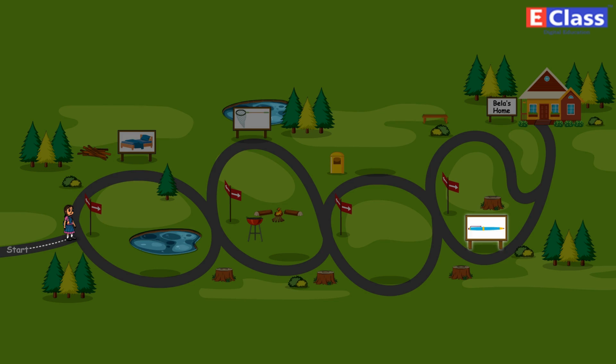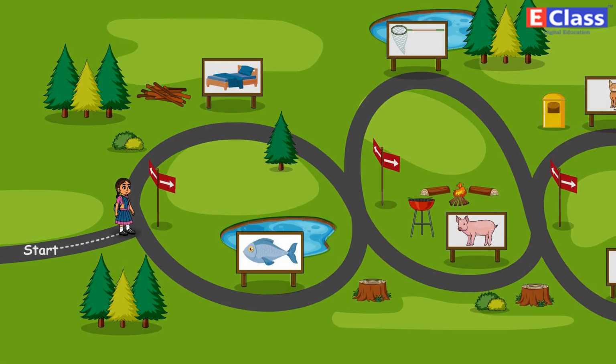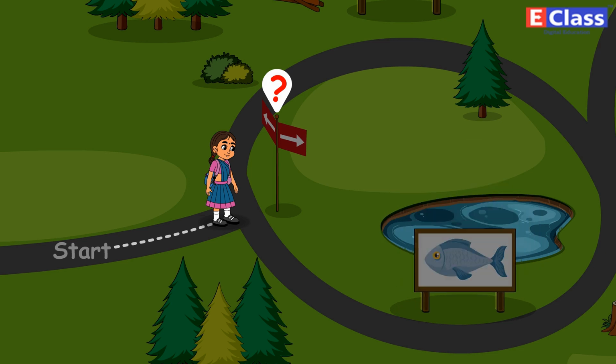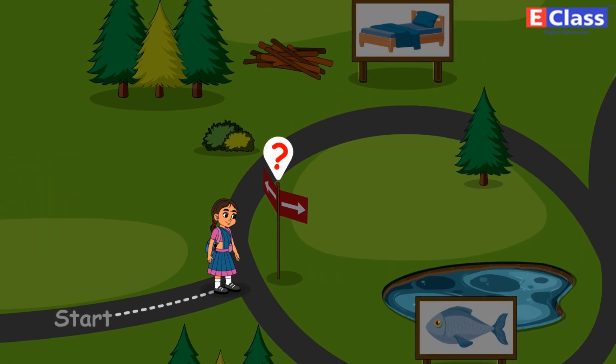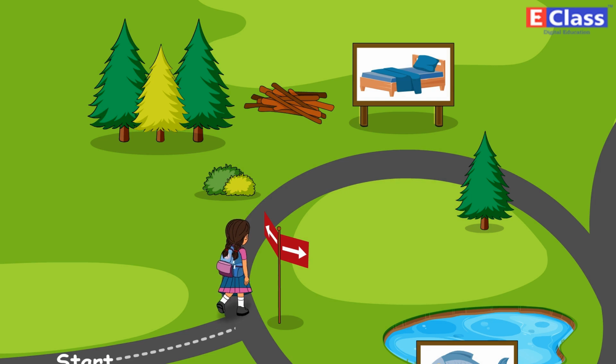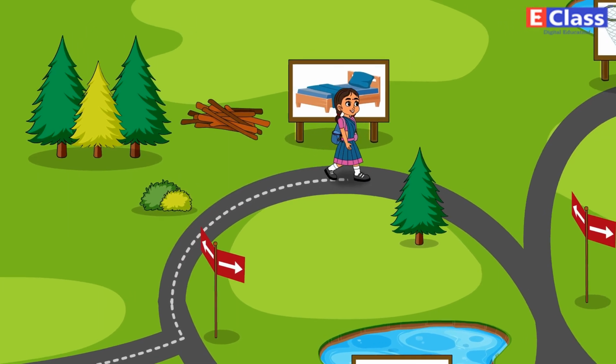Are you all ready to help? Let's go. Look at the first picture. It is a fish. Does the word fish have the E sound in the middle? No. So she cannot go this way. Let's check another picture. It is a bed. Yes, the word bed has the E sound in the middle. Let's follow this road and help Bela. Very good. We crossed the first level.